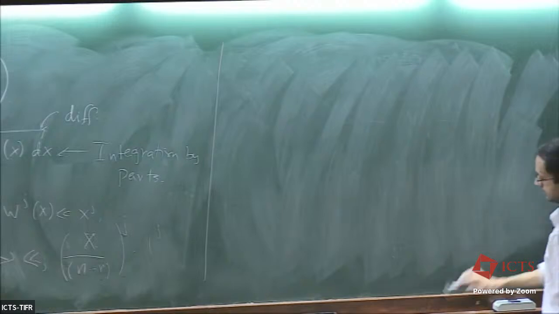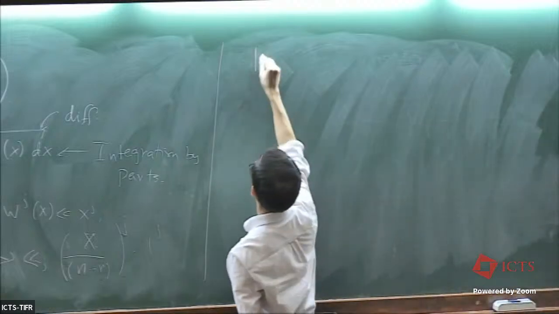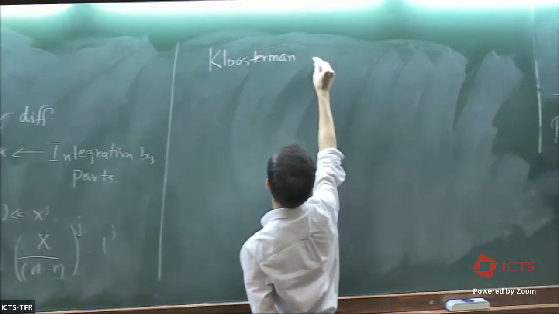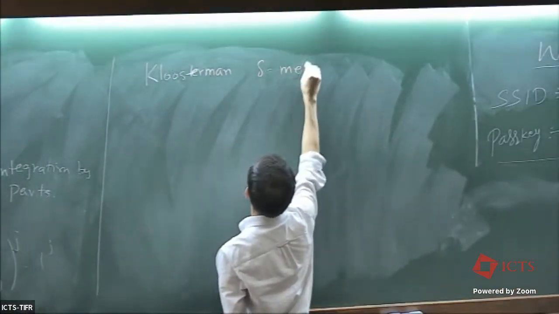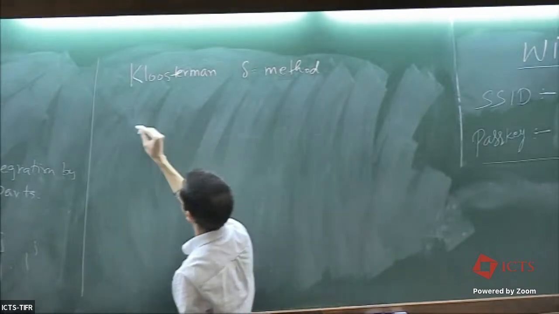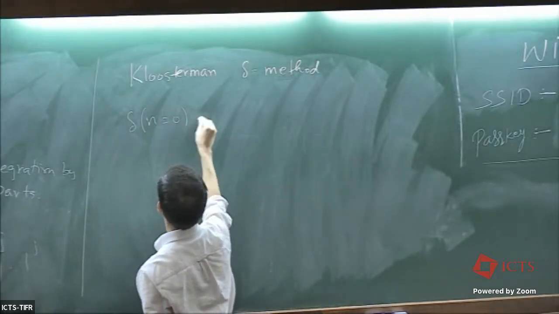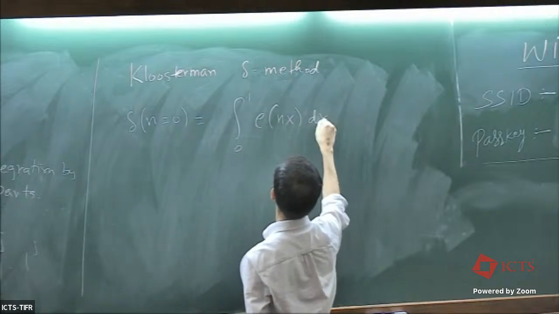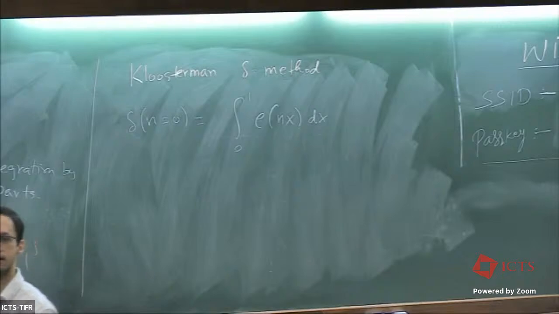So a reminder, what was the Kloosterman delta method or circle method? I'm not going to write what it looks like, but the point was that you start with an integral like so, and then you divide this arc, right?